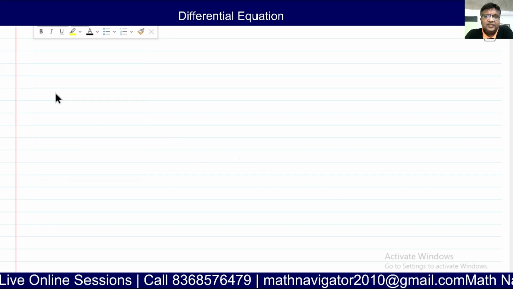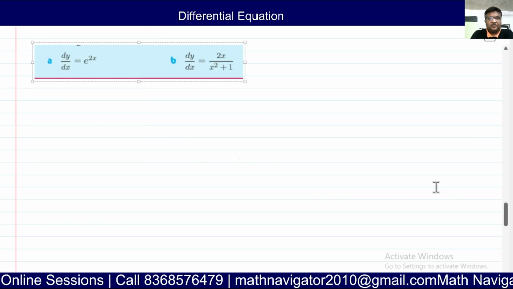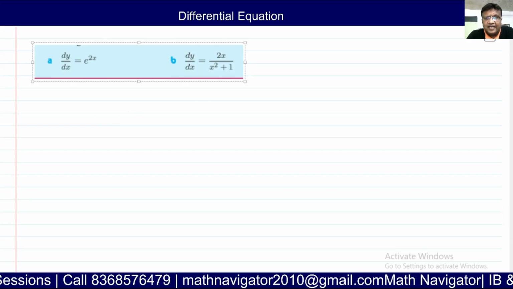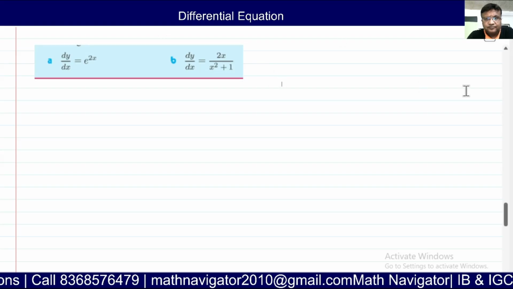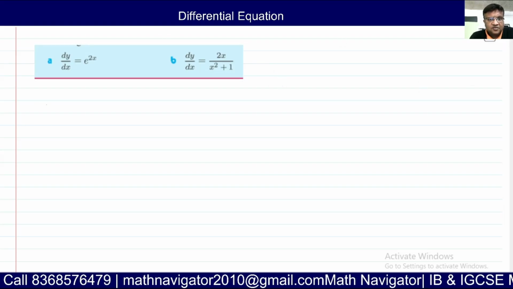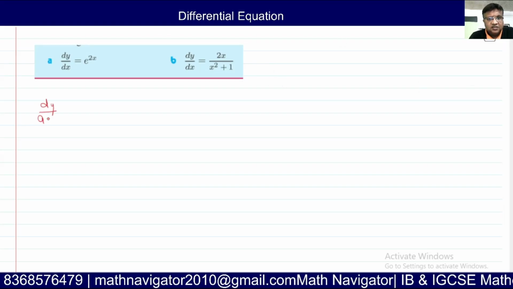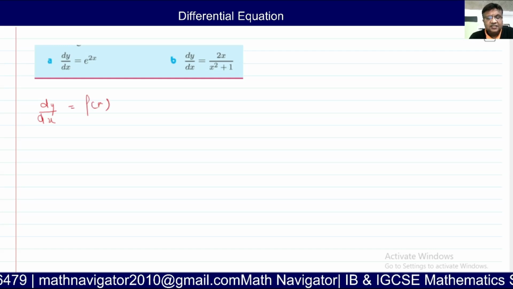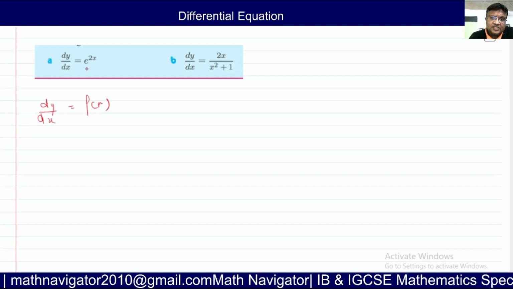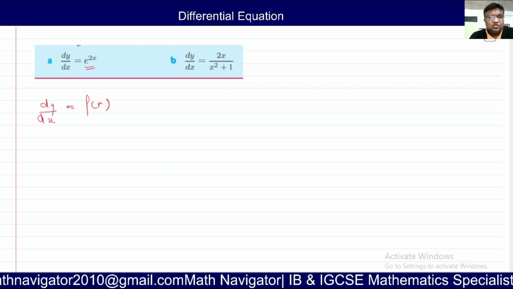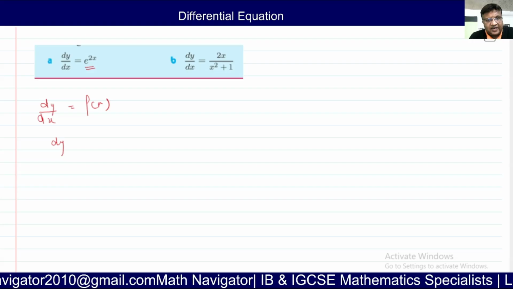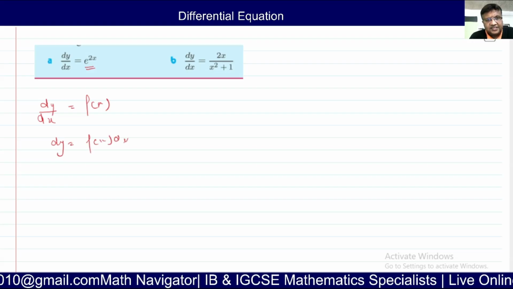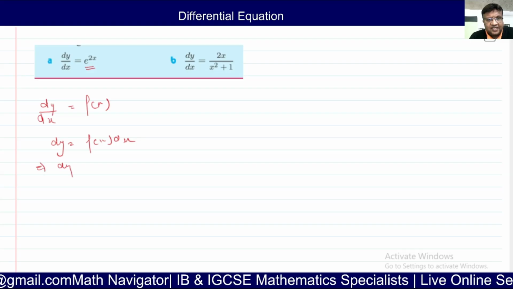Right. So in this, we will use the first method. This function is dy by dx equal to f of x, that means a function of x. As you can see, this thing is a function of x. So what I will do is write dy here, and then f(x) dx.